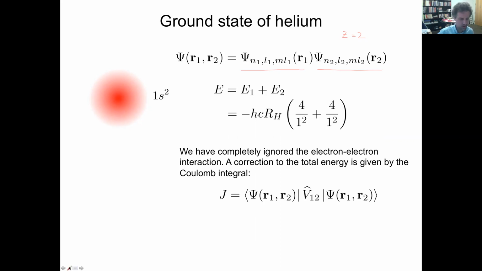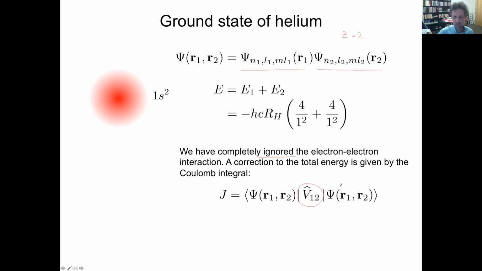Now, all of this, of course, is done with the notion that we have completely ignored the electron-electron interaction. We just said that these are two independent solutions, but in fact, they are clearly not, because these electrons can interact, and as soon as they interact, they are no longer independent. Okay, so one way to correct for this is to look at the integral of this operator here. I sandwich the operator V12. This is the repulsive interaction between the two electrons, the electron-electron interaction.